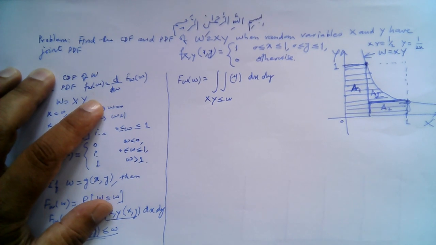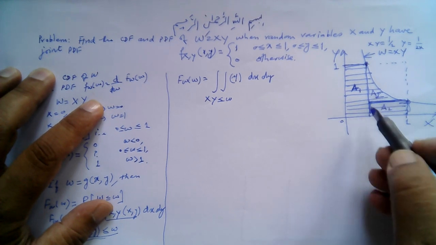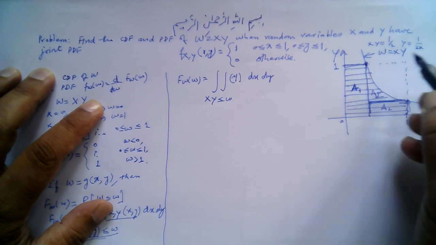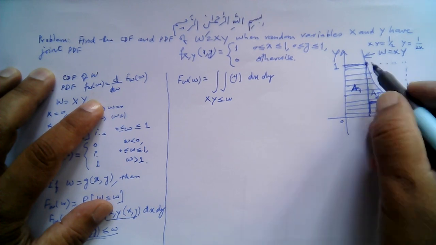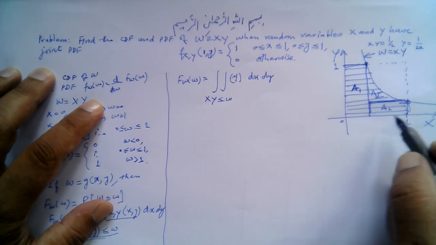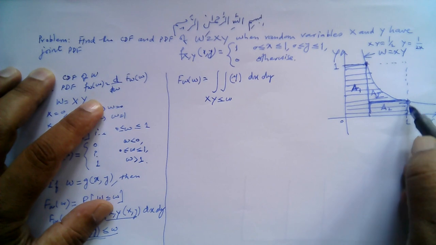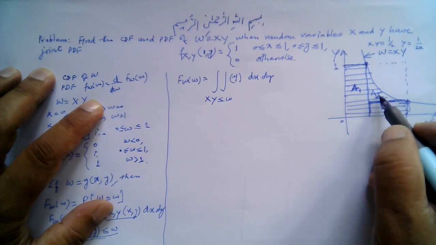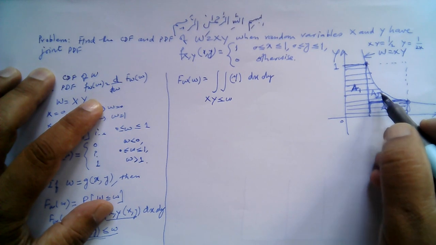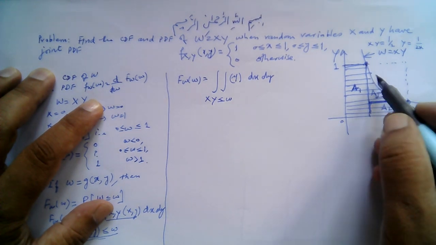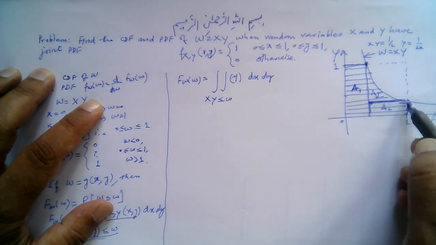So rectangular area is easy to find. For example, this width and this length multiplied will give us the area of this rectangle A1 here. This length and this height here will give us the area A2. For area A3, we will need to actually use double integrals to find this area, which is bounded by this curve and then this line and this line here.